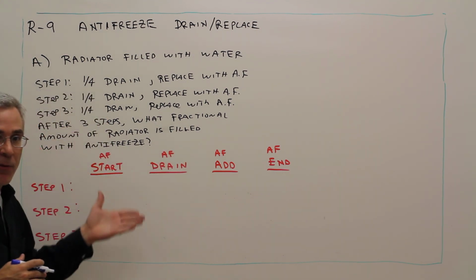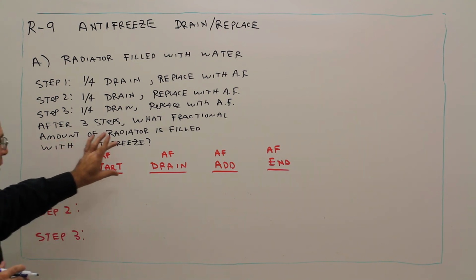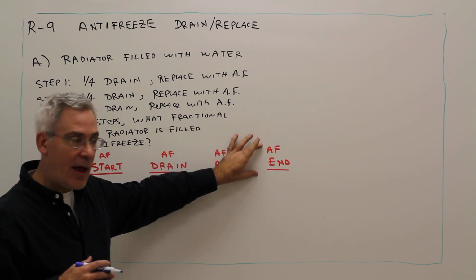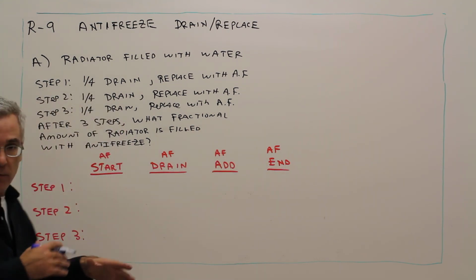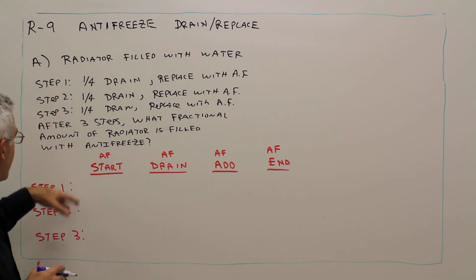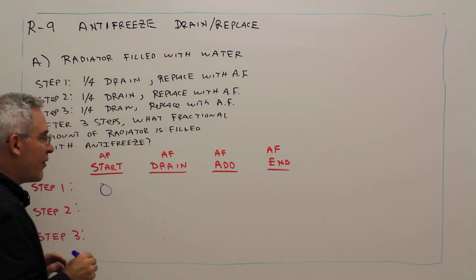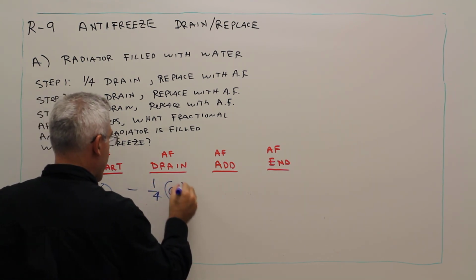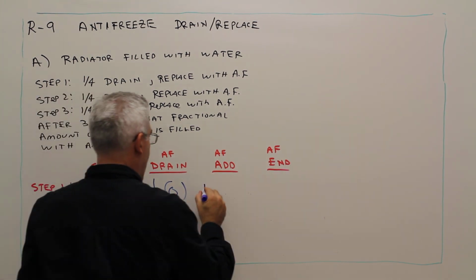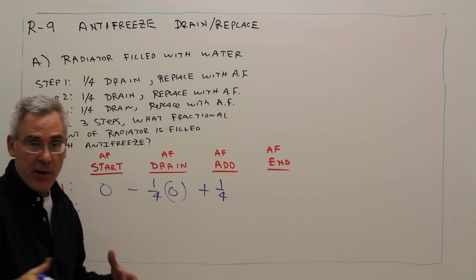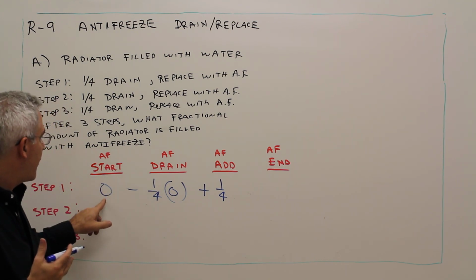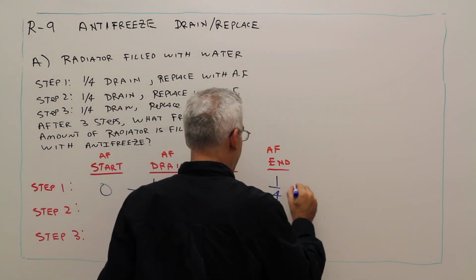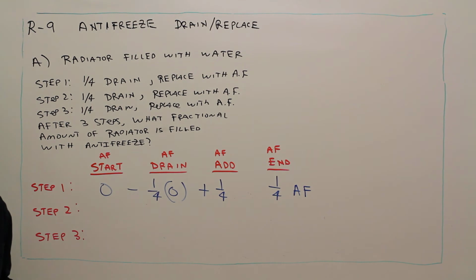So I'm going to work my problem out this way. Starting antifreeze, antifreeze drained, antifreeze added, and antifreeze at the end. And then this end value will be the starting value for the future steps. All right, so for step one, we're starting with 0 antifreeze. We're draining 1/4 of that 0, and we're adding 1/4 of pure antifreeze. So 0 minus 0 plus 1/4, at the end of that step, I'll have 1/4 antifreeze.